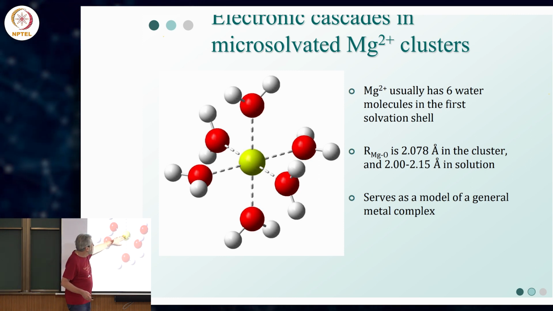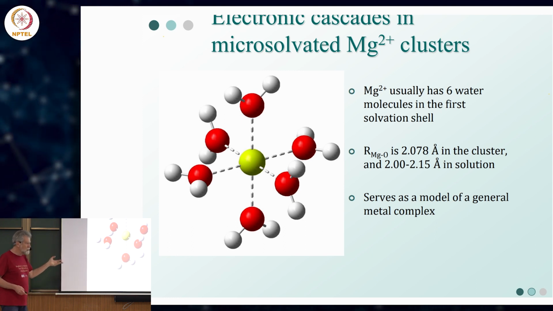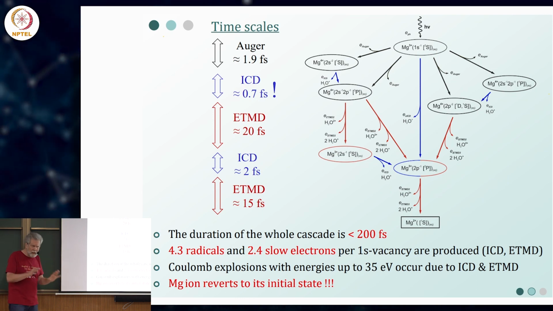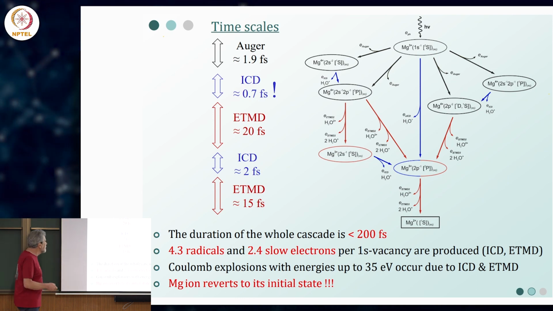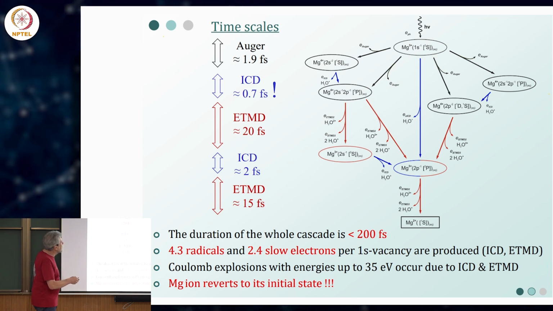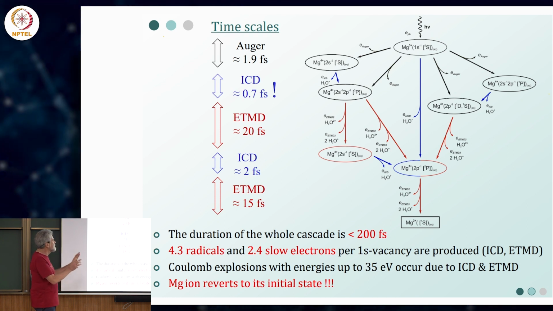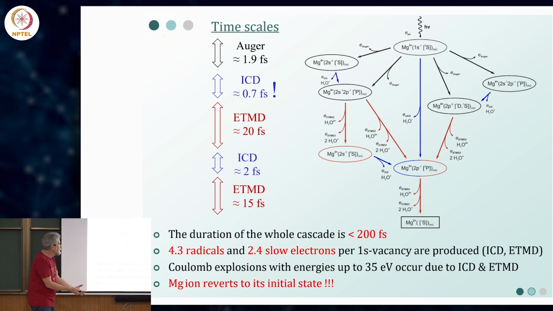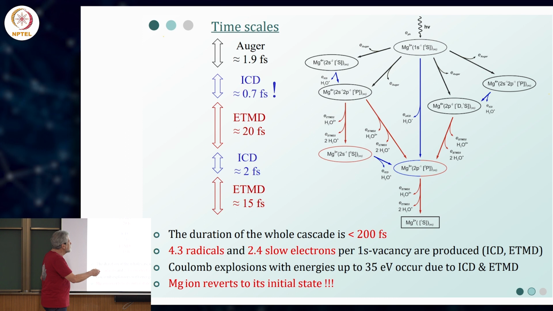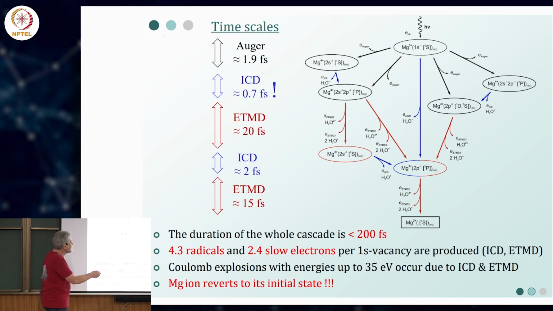You have magnesium 2+ in 6 waters. So we know that the number of neighbors makes a lot of difference, and this indeed is the case. Now, this looks a bit busy, but it's simple. I will lead you through it, so don't be irritated. Now, here are the time scales, and here is what happens. I only wrote down the magnesium. You have magnesium 2+ in the ground state, surrounded by waters. Now, with a single X-ray photon, you ionize the magnesium 1s, and you get magnesium 3+.